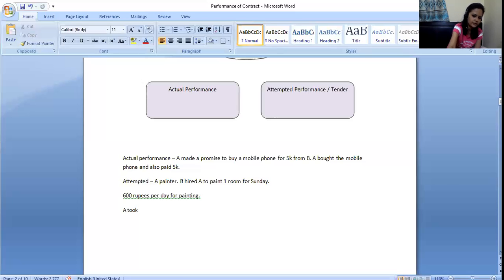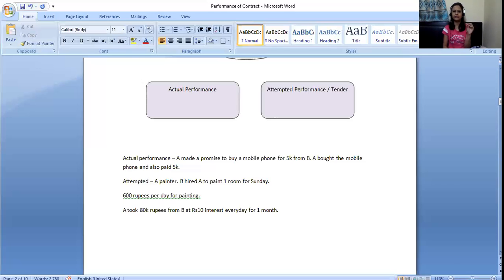A took 80,000 rupees from B. What he said is that while taking the money, he said that I will return it within 1 month only. Okay, for a month. For a month, and the agreement was that I will return this 80,000 rupees to you within 1 month.